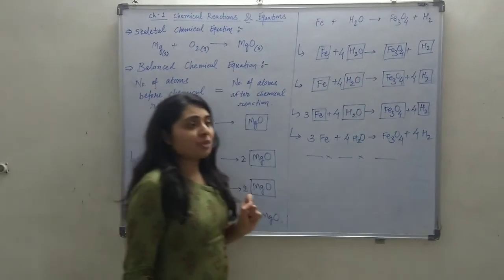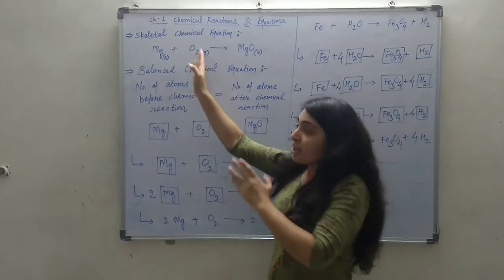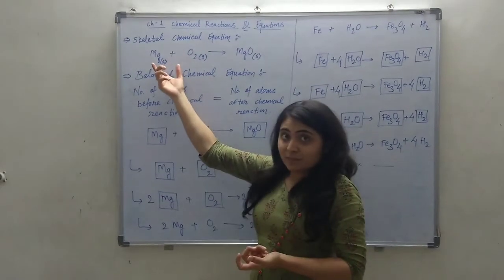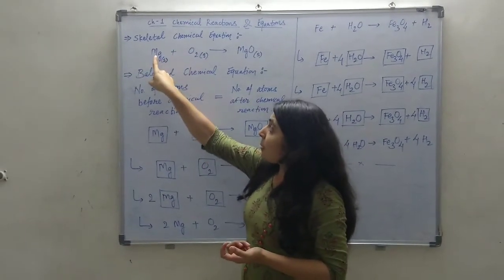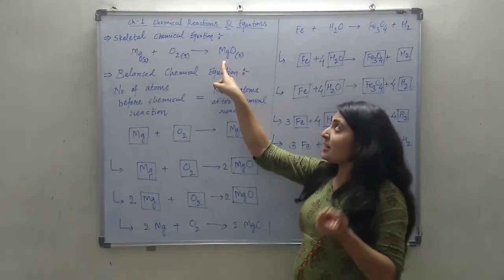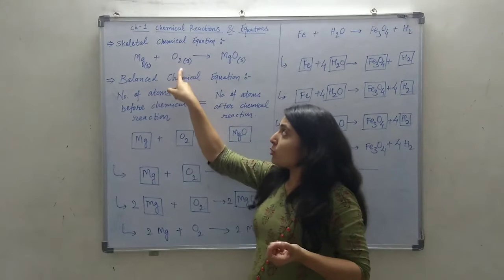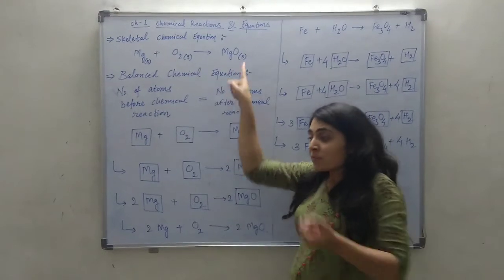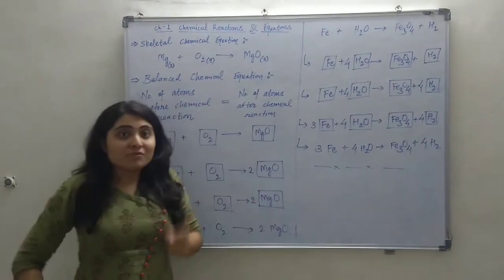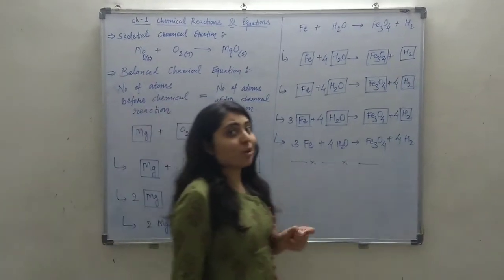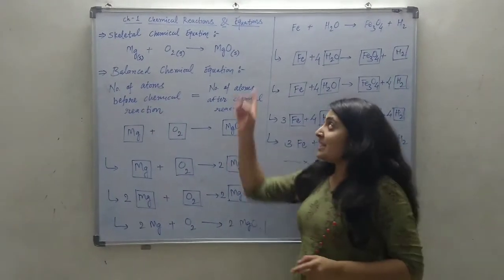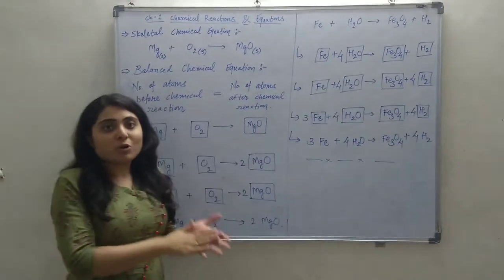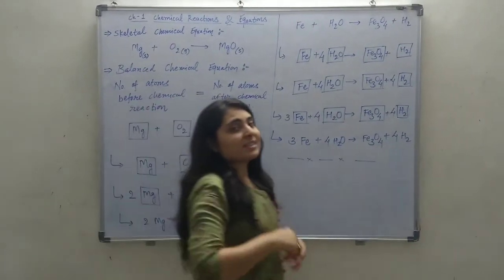Now observe this chemical equation. Count the number of atoms before and after the chemical reaction. On the left hand side, there is 1 atom of magnesium. On the right hand side, magnesium is 1 atom. On the left hand side, O2 means 2 atoms of oxygen. On the right hand side, only 1 atom of oxygen. So it means that the number of atoms before and after the chemical reaction is not equal. This chemical equation is unbalanced. That means the total mass of reactant and product is not the same. So this is the unbalanced chemical equation.